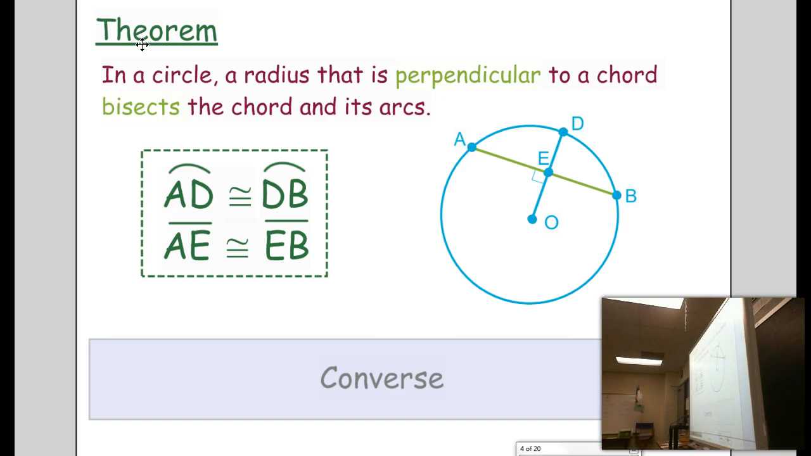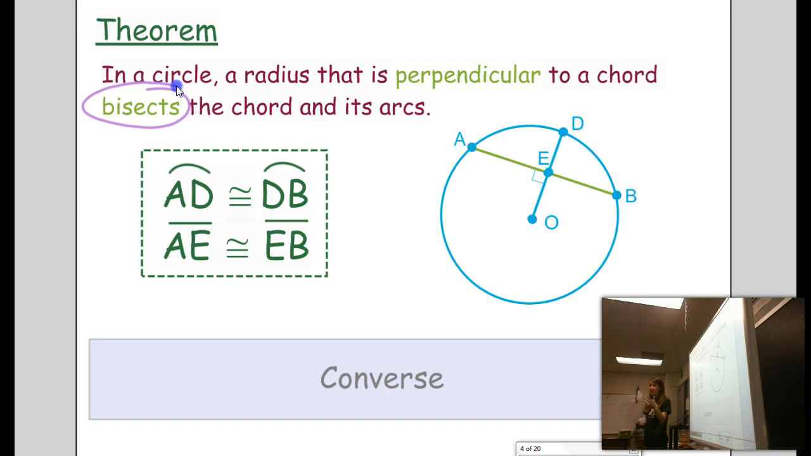What does bisect mean? It does not mean crosses. Bisect does not mean perpendicular. Bisect does not mean intersect. It means to divide it into two congruent parts. It doesn't just cut it. It doesn't just intersect it. It's not necessarily perpendicular. Bisect means cut in half. Cut into two congruent parts.